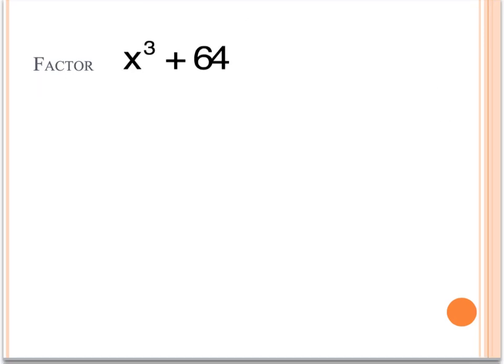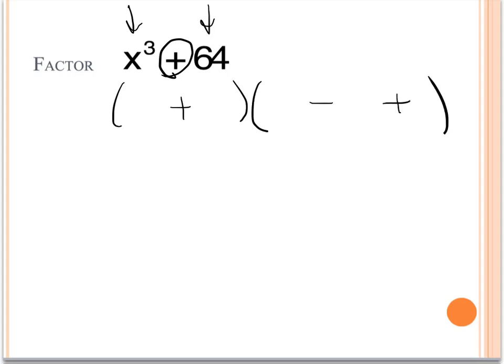Now let's look at this problem. We only have two terms, so this is a binomial, but this is a sum of two cubes because x cubed is a perfect cube and 64 is also a perfect cube. So now we have to remember, okay, it went plus and then minus plus. And then we have to fill in the rest. So we take the cube roots of each one of these two terms. X cubed, the cube root of that is x. And 64, the cube root of that is 4.